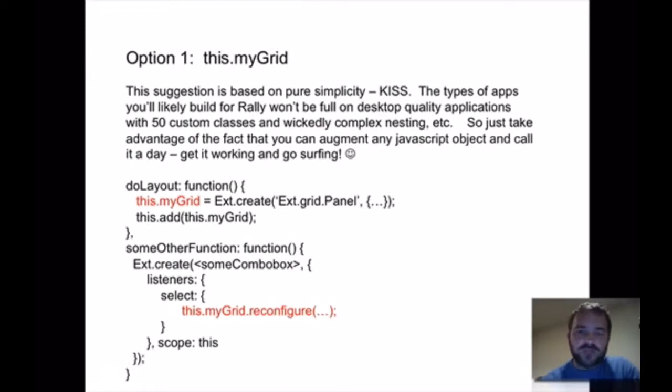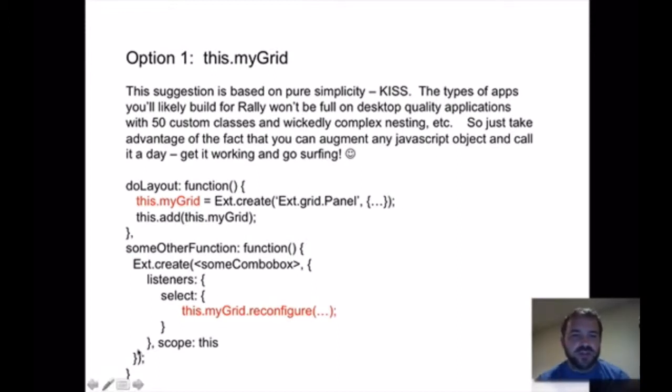With option 1, I'm making this recommendation simply because it takes the KISS approach. Keep it simple. It may not be the most elegant way, but it works. It's not the Ext way, but it works. At the end of the day, the apps that you write in Rally are going to be small apps. Maybe you'll have 3, 4, maybe 10 components and widgets and controls, but you're not writing some full-on desktop app. So just take advantage of the fact that JavaScript objects are open. You can add name value pairs, and that's how we're going to do this.